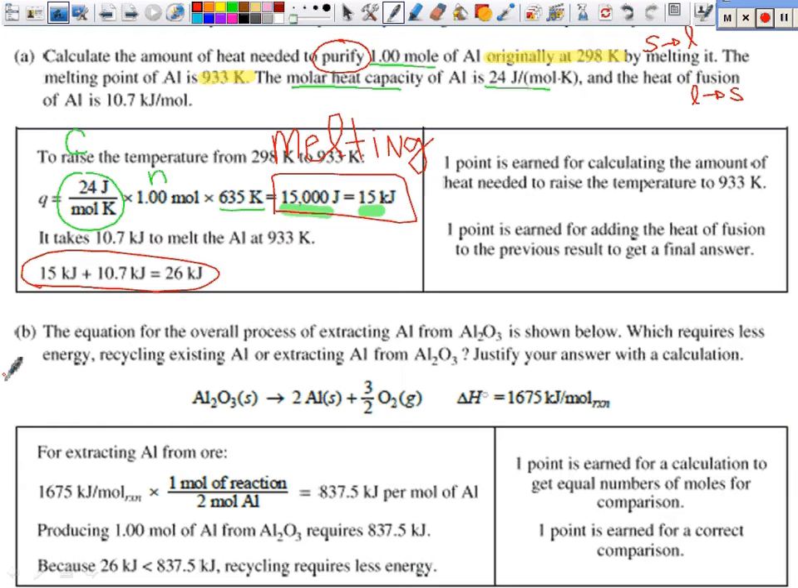I agree with you, and that's why I hate this question. I absolutely agree with you. And that's why this was a very, very low point question. It's only worth 4 points, and I don't think it was a very fair question at all. It's a calorimetry question, but it's not very calorimetric. You get me? Okay. All right, go ahead.